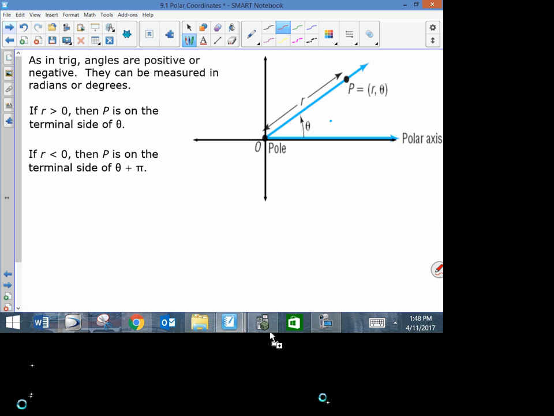Okay? All right. So we already talked about this, but angles can be positive or negative. They can be measured in radians or degrees. Okay? R can be positive or negative, which is different than last chapter. R was never negative. Okay? But remember, polars are directed, so if R is negative, then it's going to do something different. So this was what we just had. If R is positive, it was a positive 5 from before.